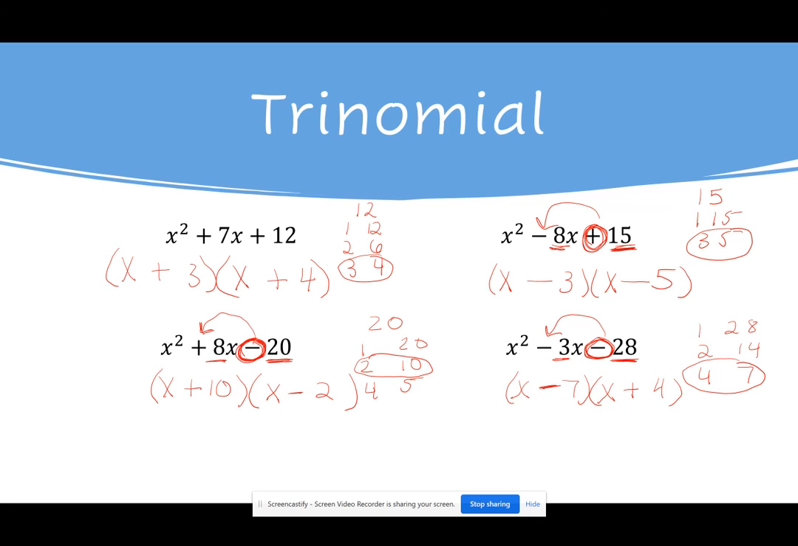And the sign rules. These are the 4 possible sign rules. So just when your last sign is a positive, they're both the same signs. And you look back and they both get whatever that first sign is. And when that last sign is negative, they're opposite signs. So you look back and the bigger number gets that first sign.